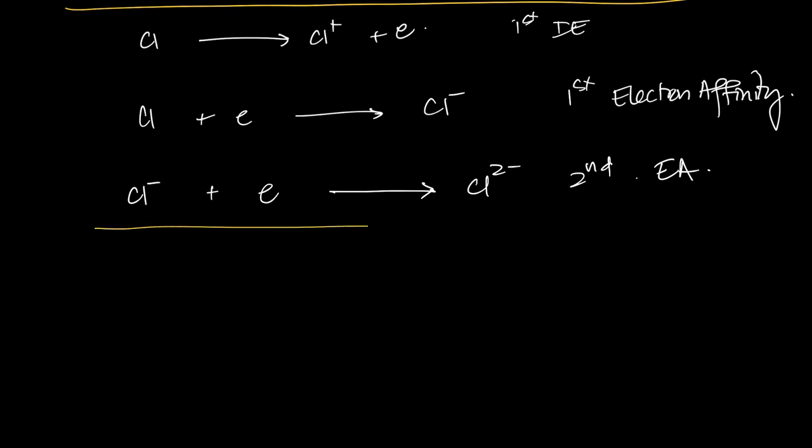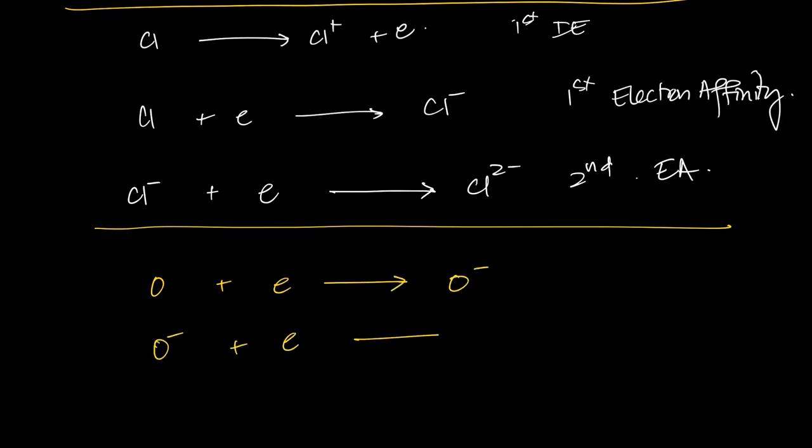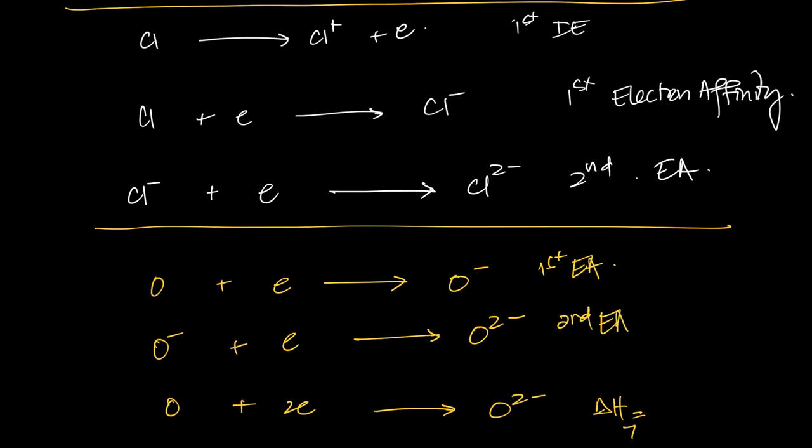Yeah, you can also do this with oxygen. You know, an oxygen naturally does make a 2 minus ion, so this is O1 minus ion, and with one more electron it makes a 2 minus ion. If you write the overall equation, then you can say this delta H, let's call it 7, is the sum of the first electron affinity of oxygen and the second electron affinity of oxygen.